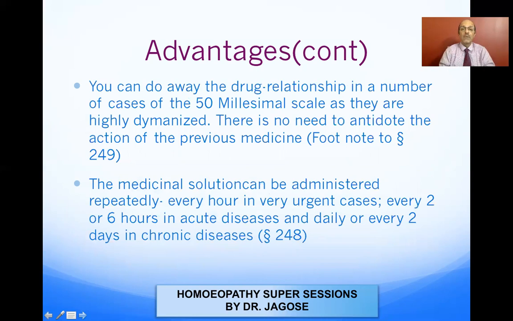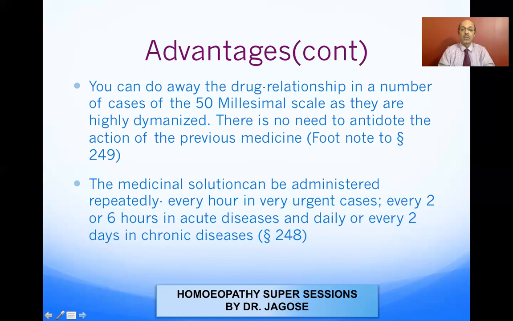You can also do away with the drug relationship in a number of cases of the 50 millesimal scale, as they are highly dynamized. There is no need to antidote the action of the previous medicine, footnote to paragraph number 249. So as compared to the centesimal scale, if you would give the medicine and aggravation would take place, you definitely see the remedy relationship table and see which remedy is an antidote to the previous remedy and give it. But it is not so with the 50 millesimal scale of potency. There is no need to antidote the previous medicine because it is very rare that you will get an aggravation.